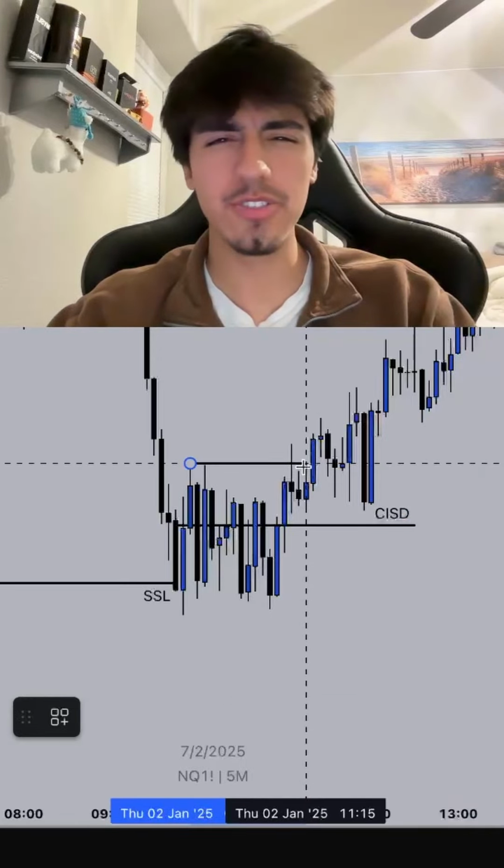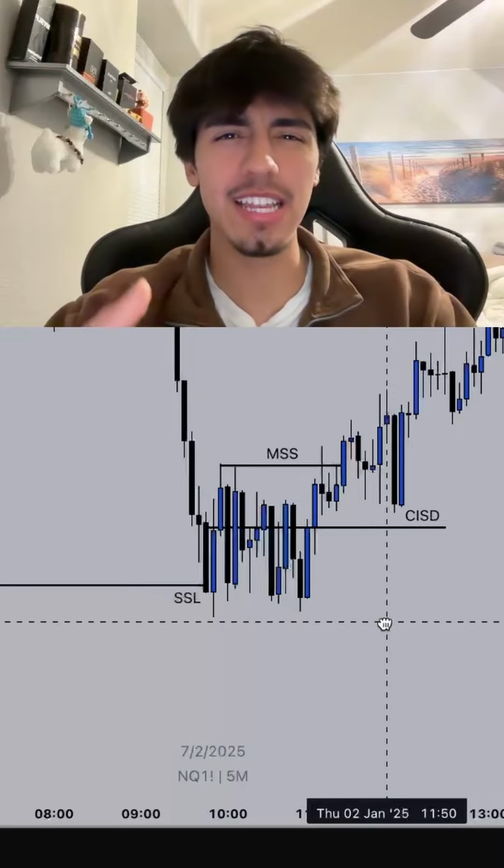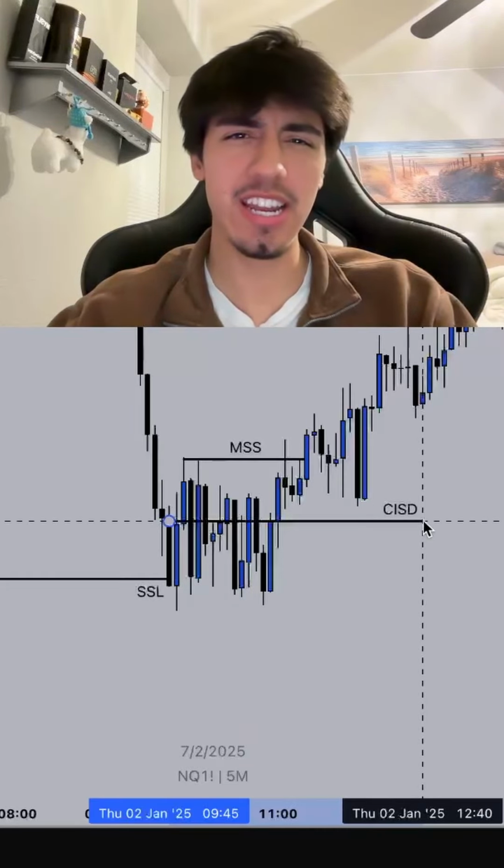You can also wait for a breaker structure as well, and this will also give you the same result. However, I prefer CISD because it allows you to get earlier entries without sacrificing probability. So now you have the CISD and now you're ready to take an entry.